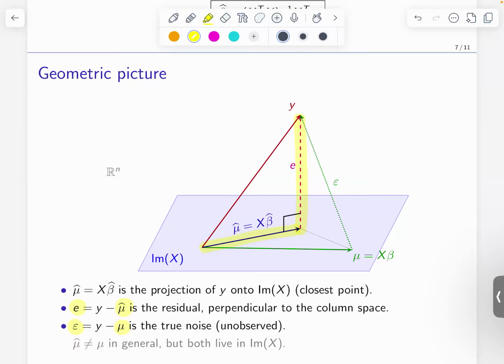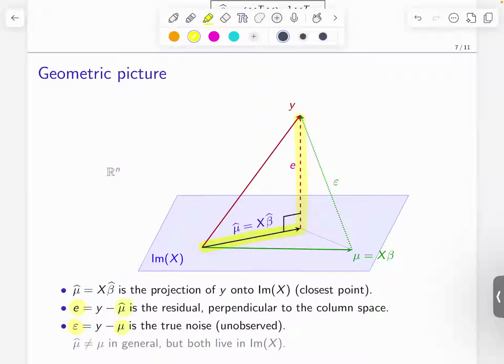So mu hat is a vector, right? And mu is also a vector. E is also a vector. So what's your question now? Mu is in the image, and E is always going to be orthogonal to the image, and therefore orthogonal to mu hat, mu, and anything in the image. It's not a matter of being orthogonal enough. You either are orthogonal or not. So E being orthogonal to mu hat is not enough. E has to be orthogonal to the image.